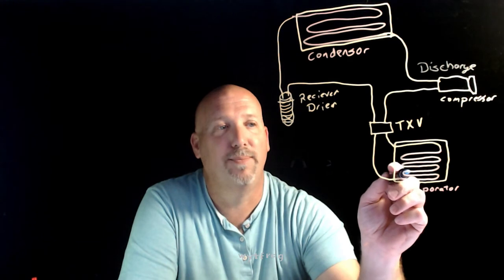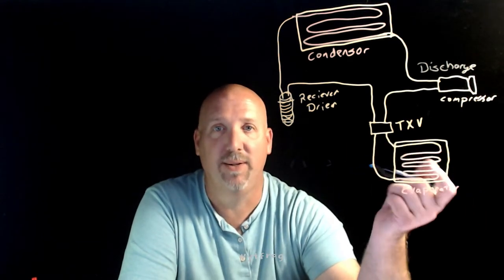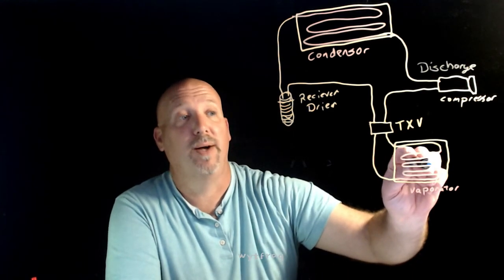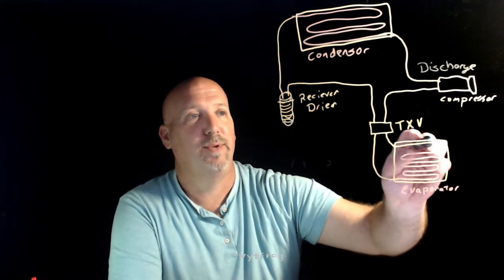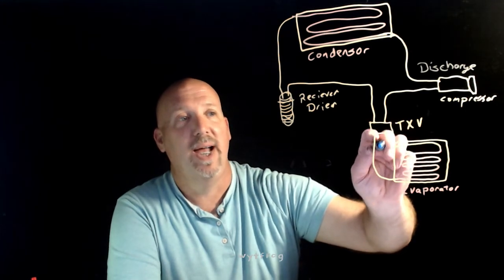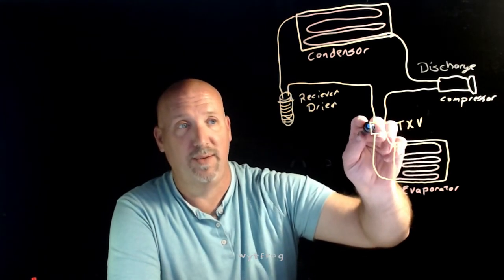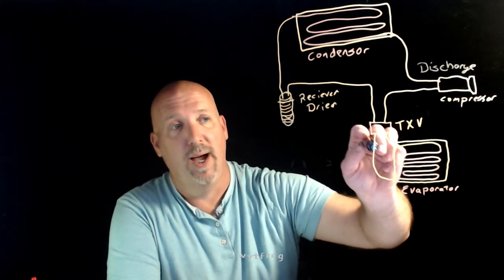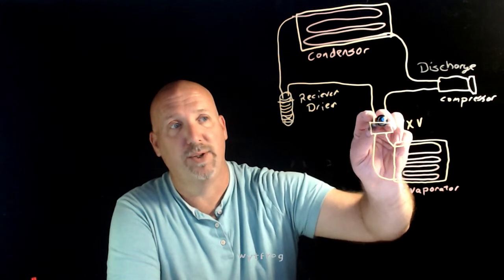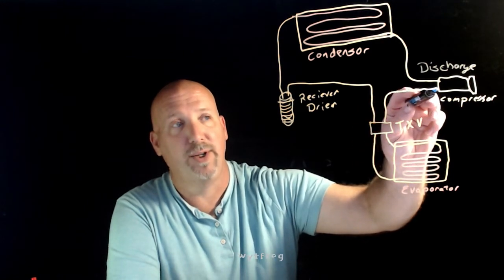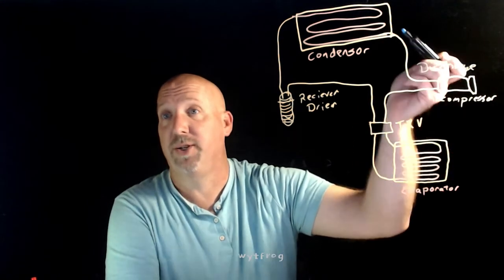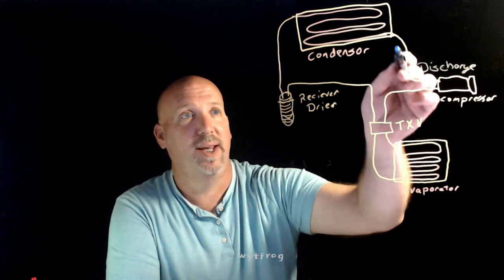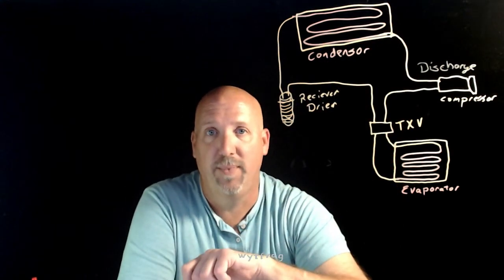It starts drawing the heat out of the vehicle, and that boils the refrigerant into a vapor. At the split point right here, it goes from a high pressure liquid to a low pressure liquid. As it goes to the evaporator, it's now a low pressure vapor. A low pressure vapor goes into the compressor. The compressor increases the pressure, which increases the temperature of the refrigerant, and that causes it to go out the discharge side to the condenser, and the whole cycle starts over again.